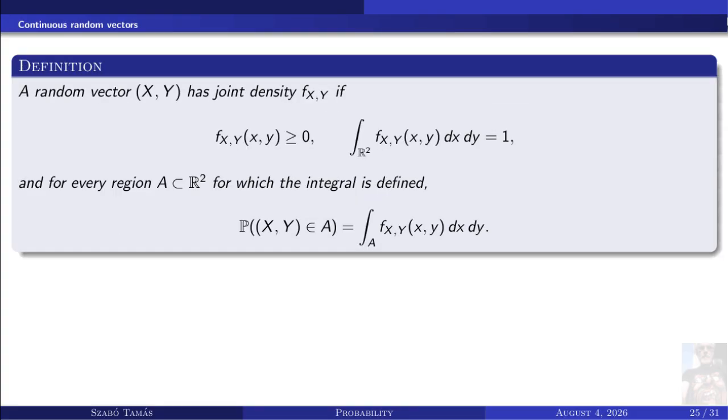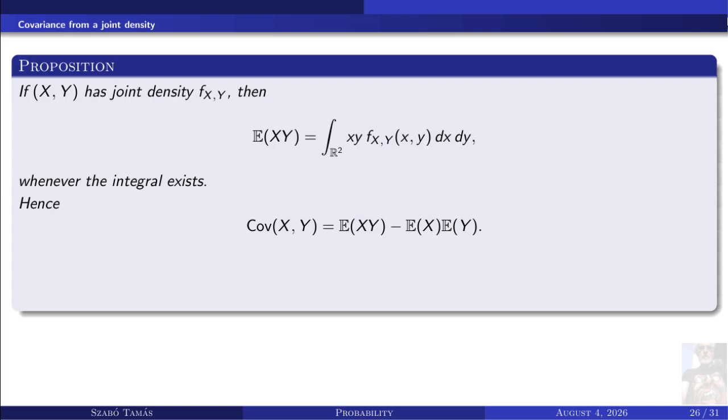We now move to continuous random vectors. A random vector (X, Y) has joint density f_{X,Y} if f_{X,Y} is non-negative and its integral over R^2 is 1. For every region A in R^2 for which the integral is defined, P((X, Y) belongs to A) is the integral over A of f_{X,Y}(x, y) dx dy.